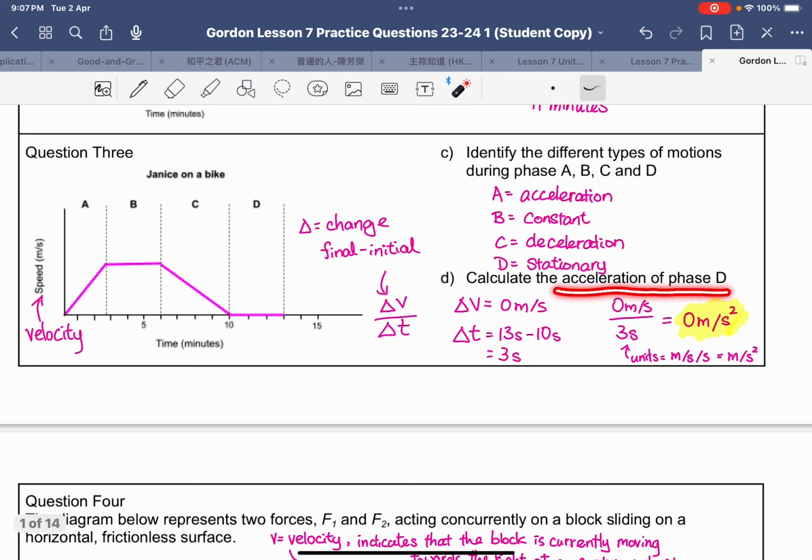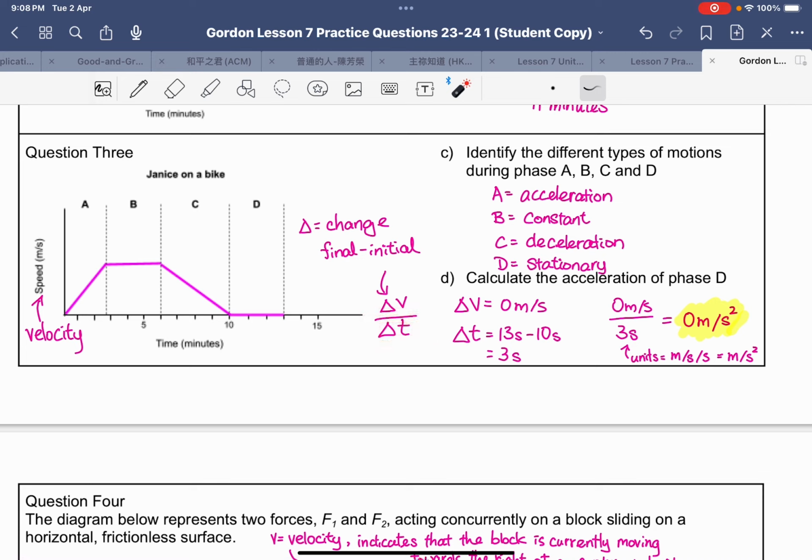Calculate acceleration for phase D. So acceleration is calculated by this formula, which you have been provided with. This triangle symbol, this right here, means change. It's just a symbol we use for change. So this means the change of velocity divided by the change in time. So the amount of increase or decrease in the velocity over how much time was used to have those changes.